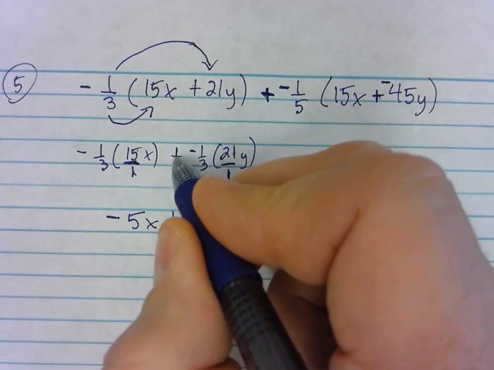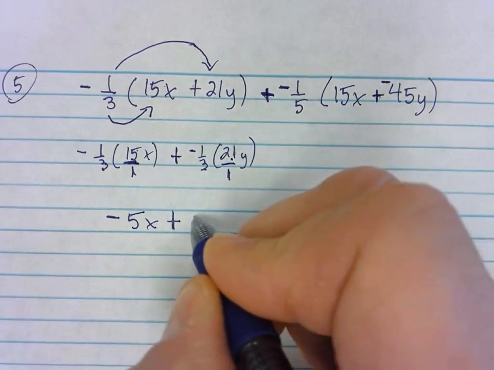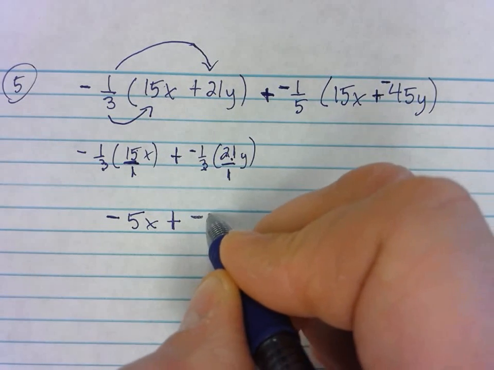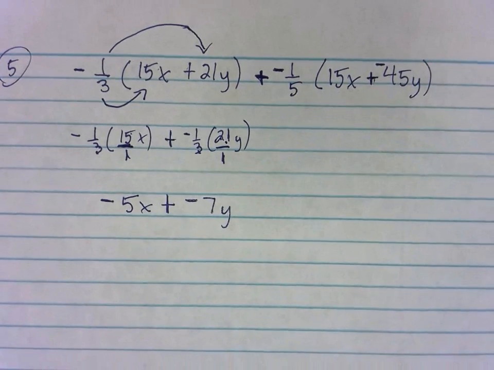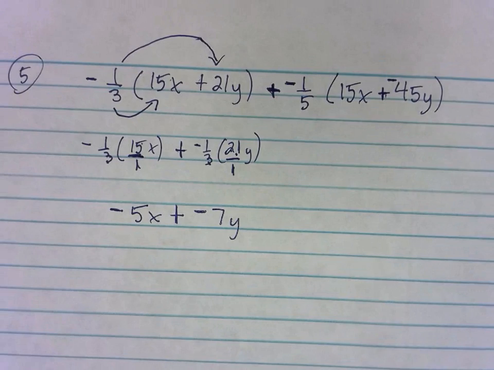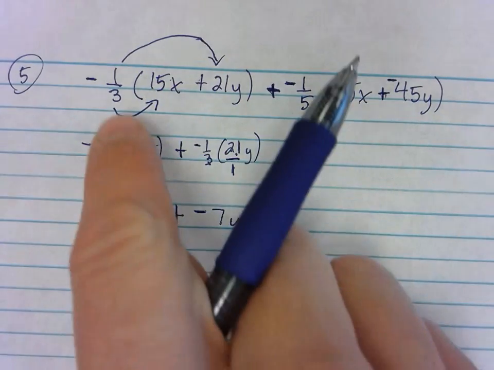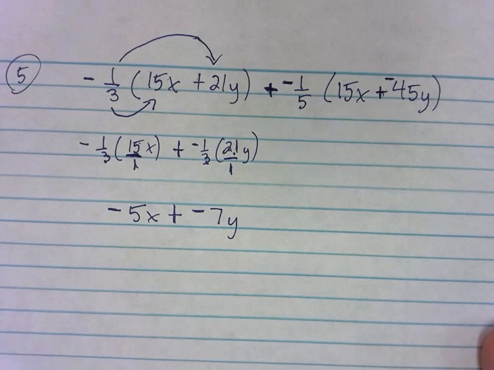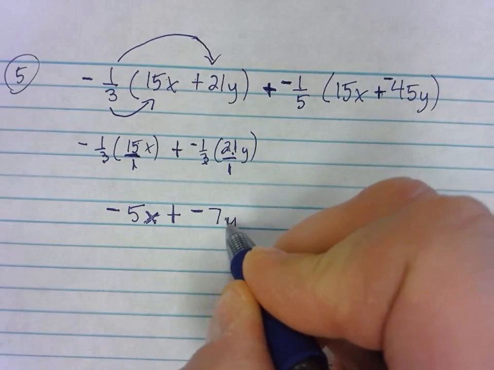Okay, just copying down the plus sign. Negative times a positive is a negative. And then 21 divided by 3 is 7y. So over here on the left side, I got negative 5x plus negative 7y. Again, negative times a positive is a negative. Don't forget to put the x and the y on the end of them. That's where some of you might mess up. Don't forget about them variables, x and y.